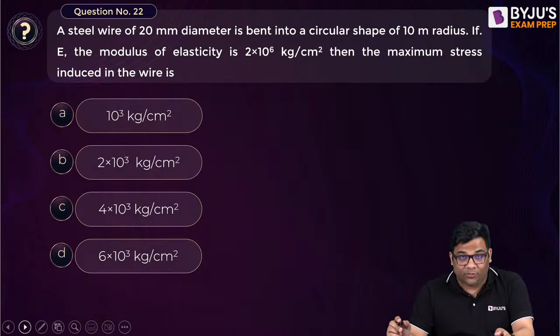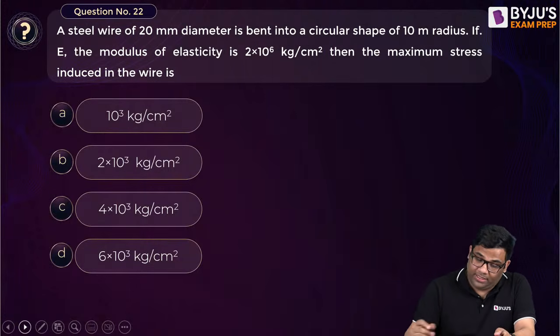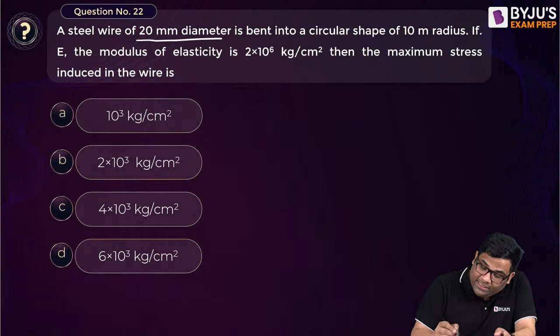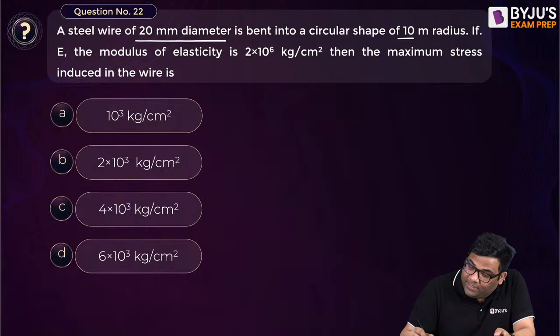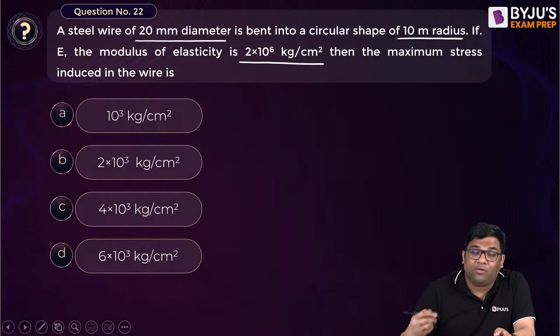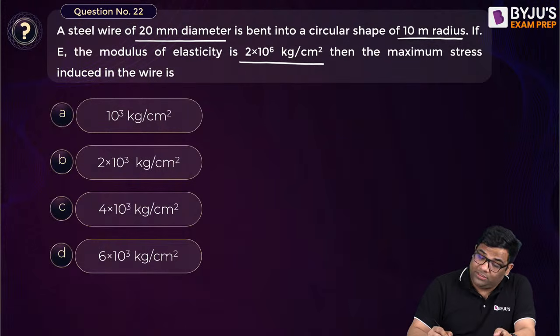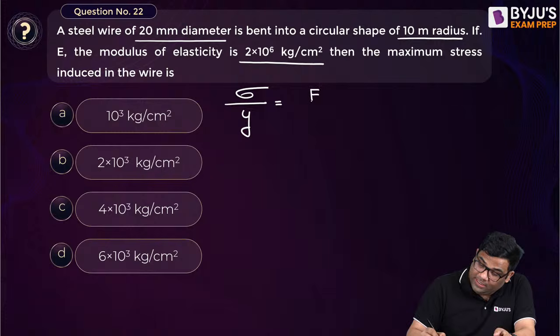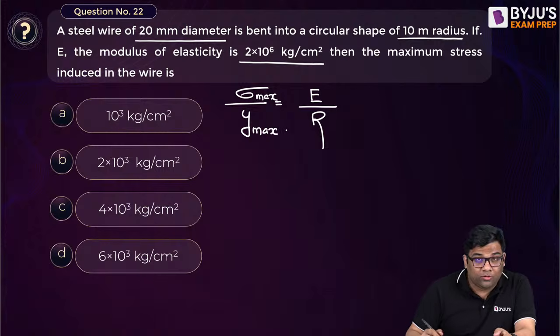Question number 21. This is from bending stress. A steel wire 20 mm diameter is given. It is bent into a circular shape of 10 meter radius. The modulus of elasticity is given. You have to find out the maximum bending stress. Now we use this equation: bending stress by Y is equal to E by R. When I take the maximum bending stress, I have to take the maximum Y also. You see E is given, the radius is also given.